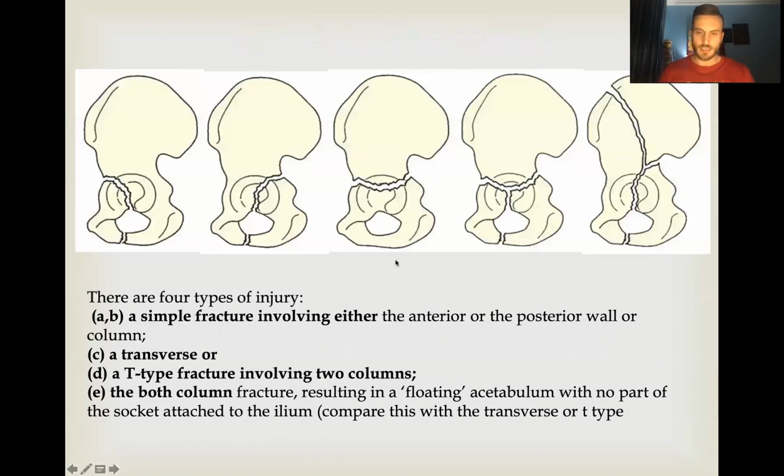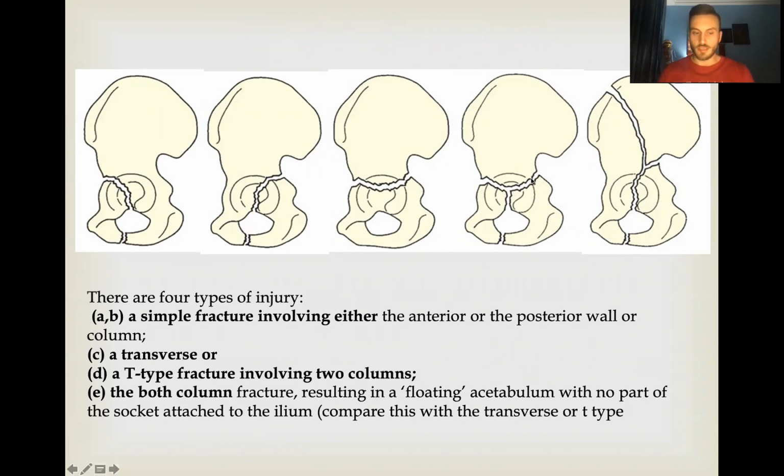So this is a picture that shows you many types of fracture. So for example, this fracture here is involving the anterior part, okay? If you look at C, for example, the third one, this is a transverse fracture that's involving the anterior and posterior wall, okay?